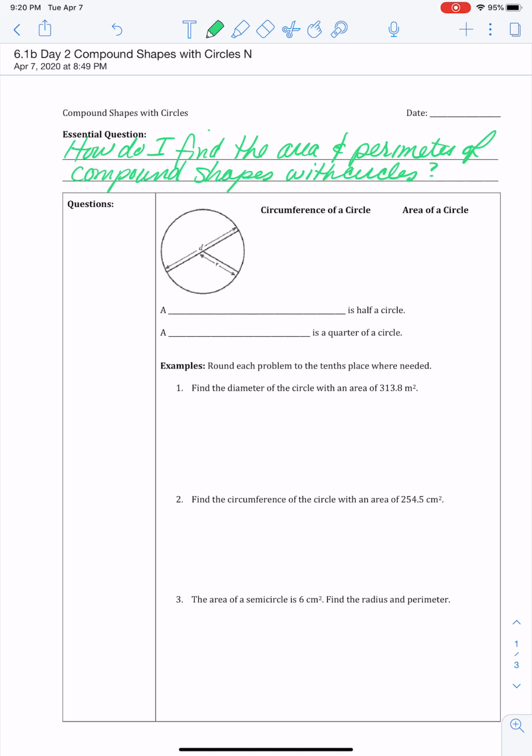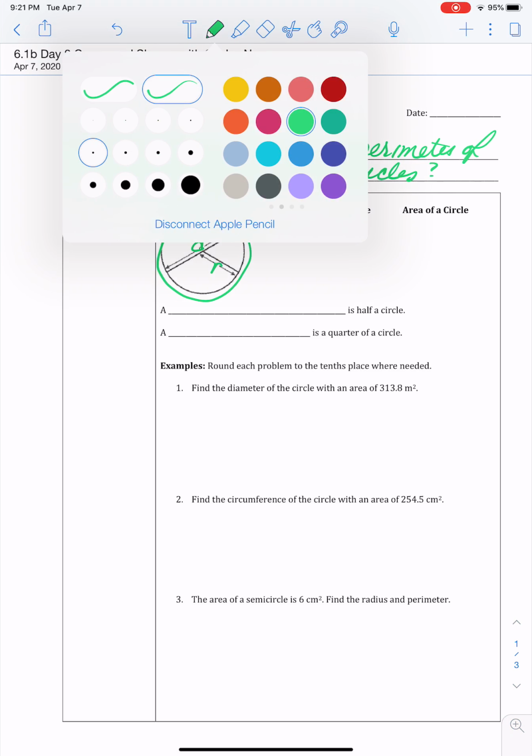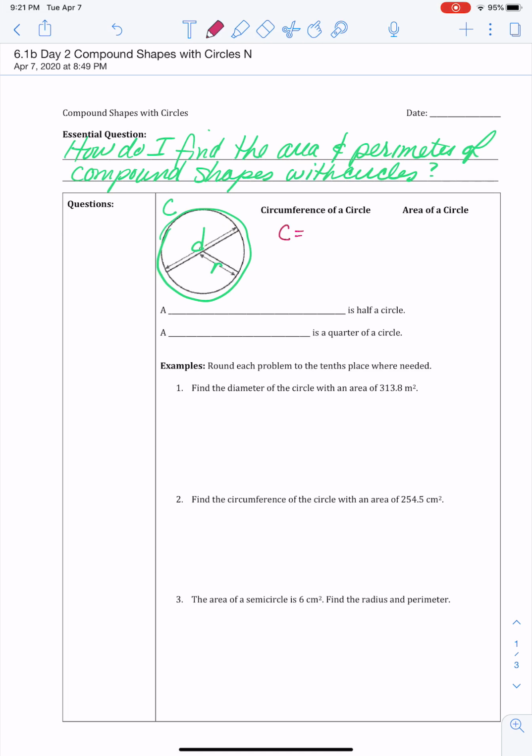So remember, this is my diameter, this is my radius, around is the circumference or the perimeter. Circumference of a circle is found using either the formula circumference equals pi times the diameter, or, not both, circumference equals 2 pi times the radius. Area of a circle is pi r squared. So we're using one of those formulas, 3 formulas actually, to solve for the shapes we're looking at.